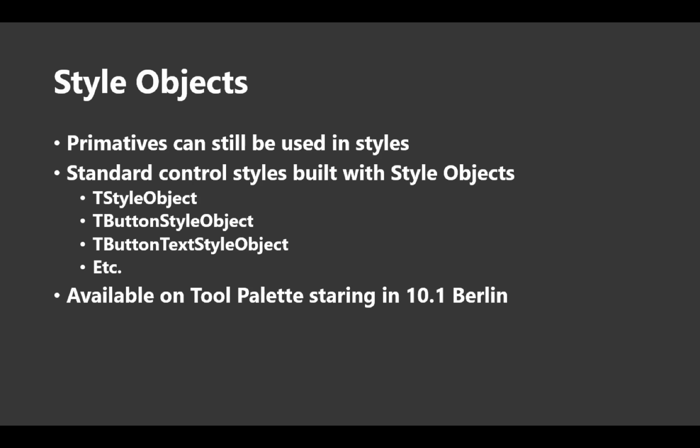So when we get into the actual styles themselves, with this change of using bitmap rendering to present each of the controls, the concept of a style object becomes very important. And while I said before that primitives can still be used in your styles even today, and I have an example that does exactly that, all of the standard control styles are built with style objects. There's a base TStyleObject, and there's a whole bunch of descendants. Some very common examples you'll see quite a bit are the TButtonStyleObject and the TButtonStyleTextObject. And these are specifically designed for button-like capabilities.